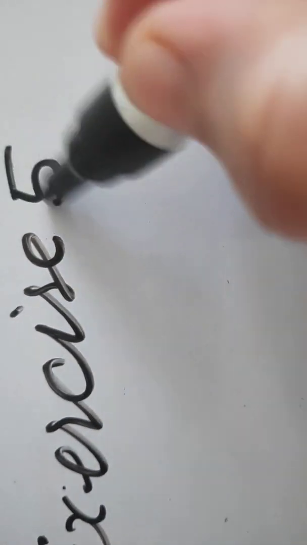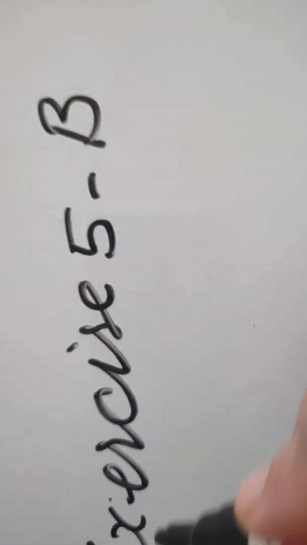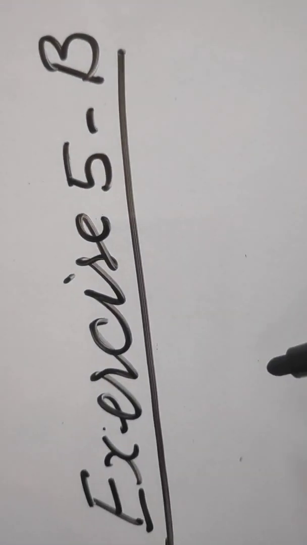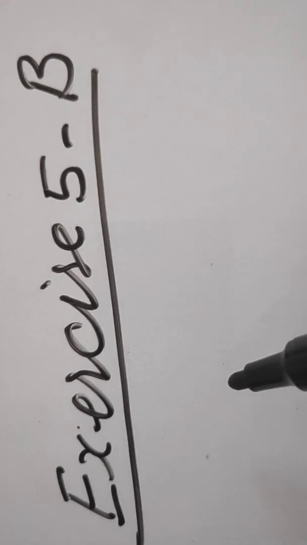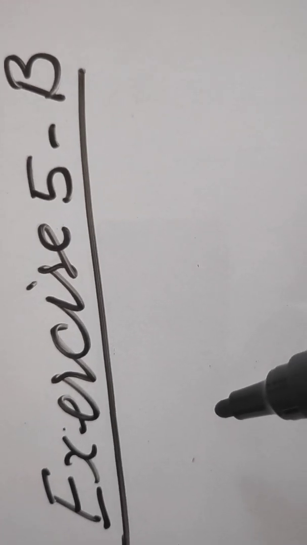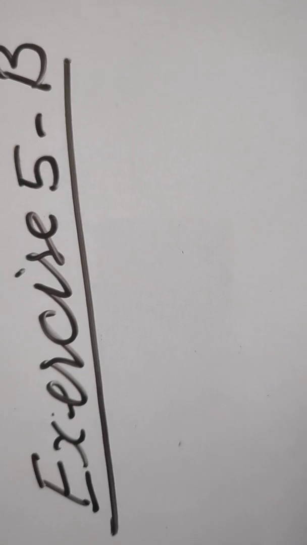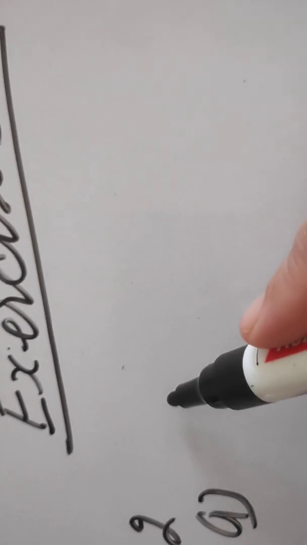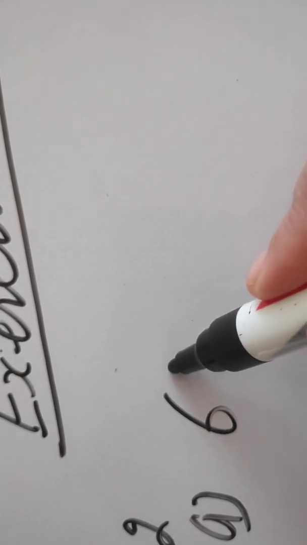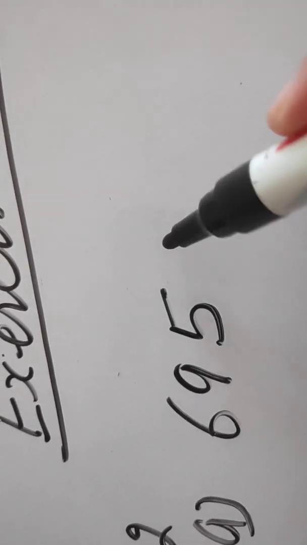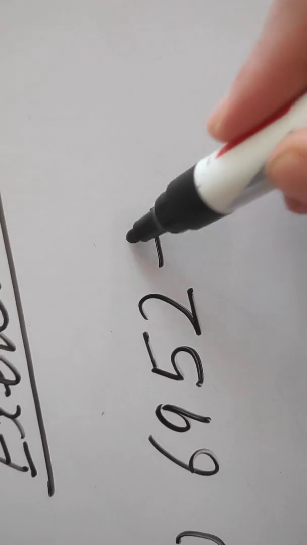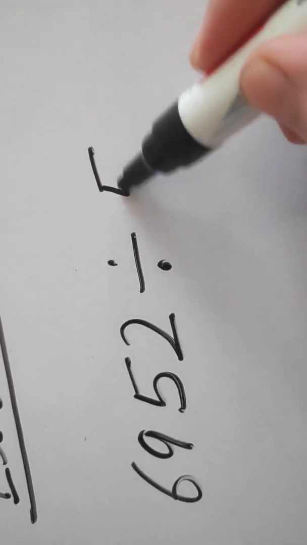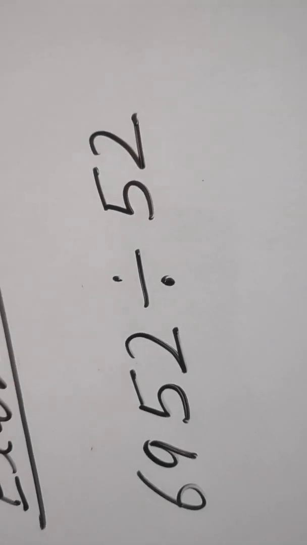Here, exercise 5B questions are of division where we have to divide by a 2-digit number. So question 2, its A part, I am going to explain for you. Here is the dividend, 6952. This we have to divide by 52.